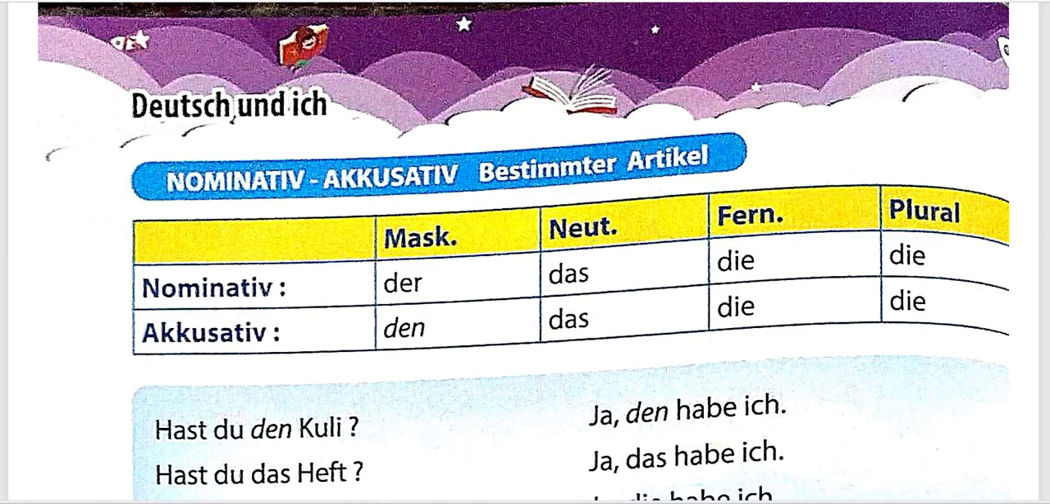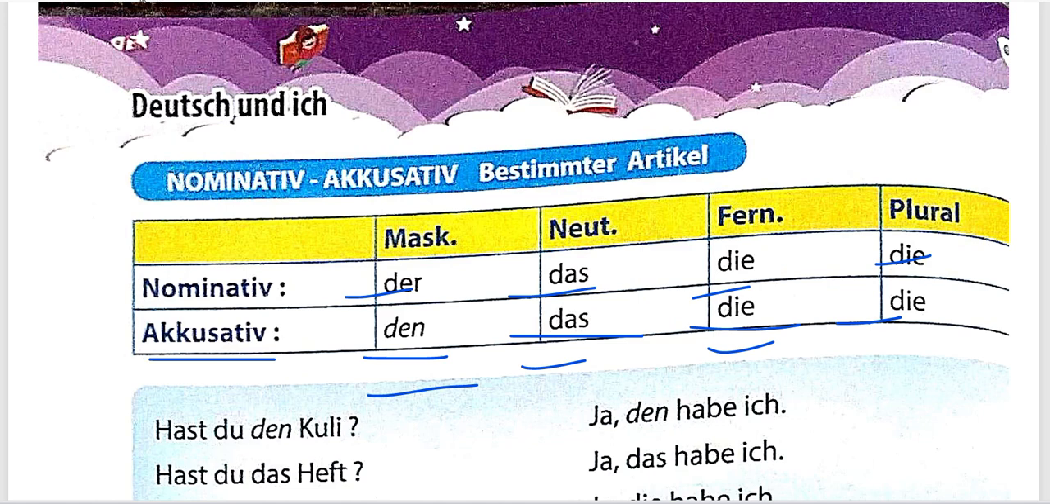Next, we have accusative. The only difference between accusative and nominative is that masculine becomes den. The rest remains the same. So masculine becomes den, the rest remains the same for nominative and accusative. You can remember it that way. So accusative: den, das, die, die.